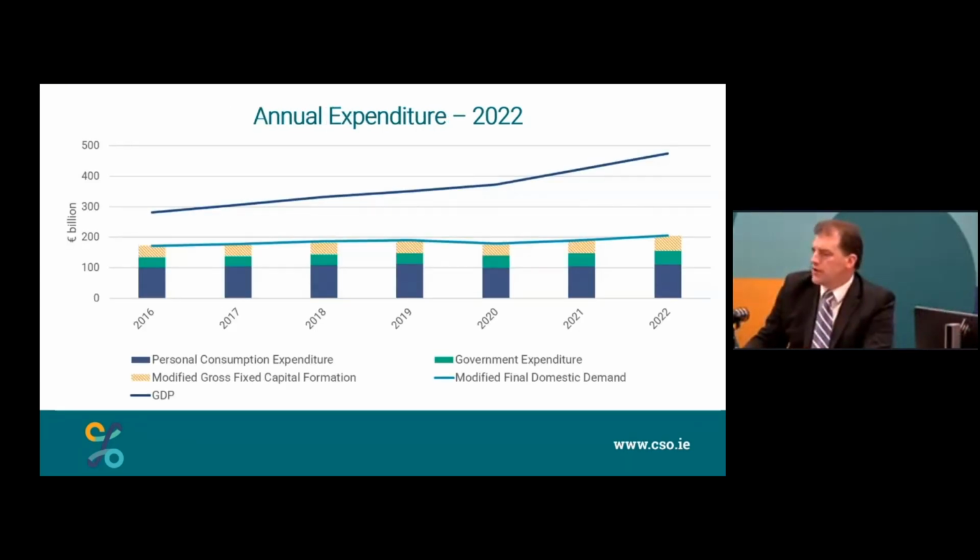On the expenditure side of the accounts, again, we build up expenditure from consumption, government spending, investment and net exports. That gets us up to GDP. The modified measure, the light blue line in the middle there, modified domestic demand, is the consumption element, the government spending, and then modified investment. It's that modified investment number that's perhaps interesting. A very strong outcome, nearly 20% increase in modified investment for the year. That's what was driving the MDD result.